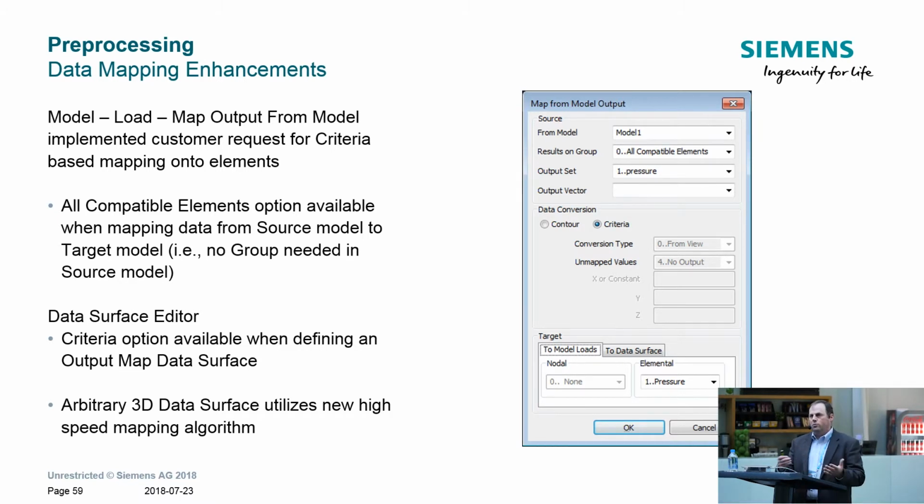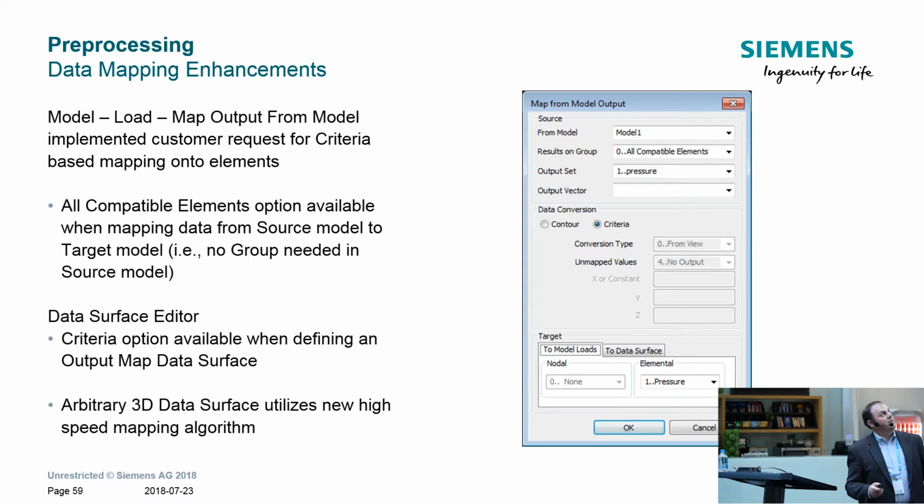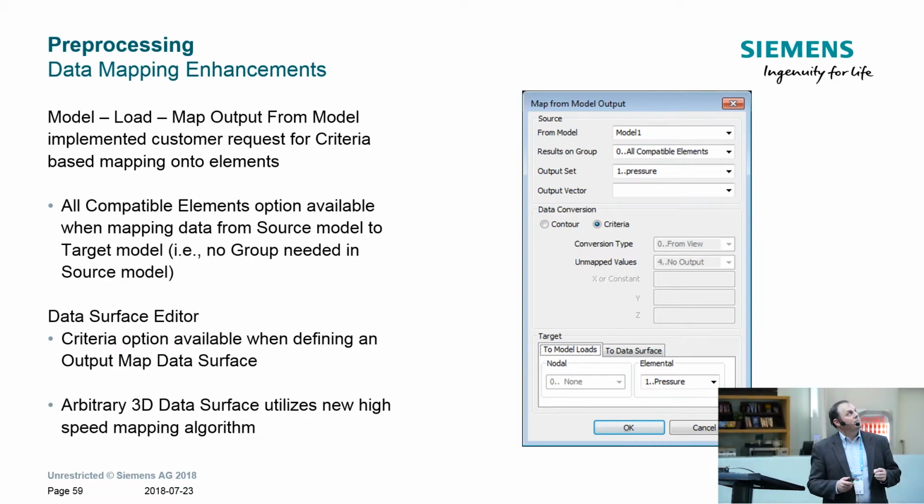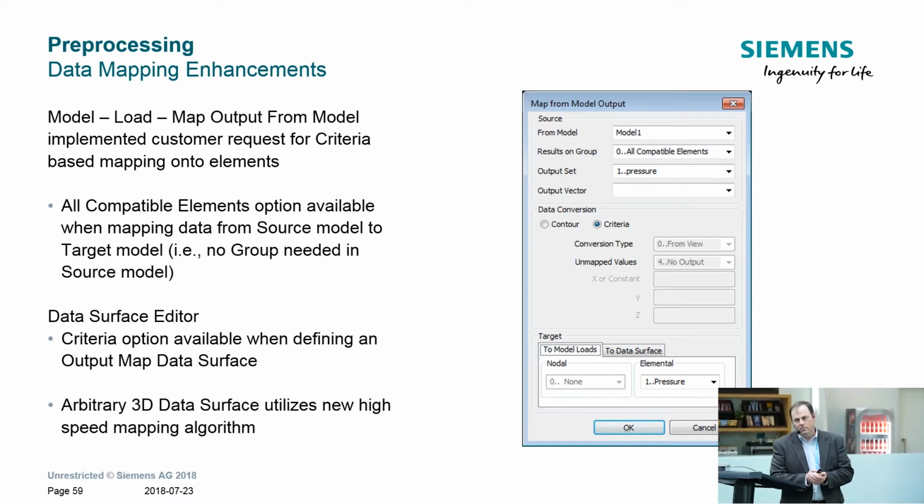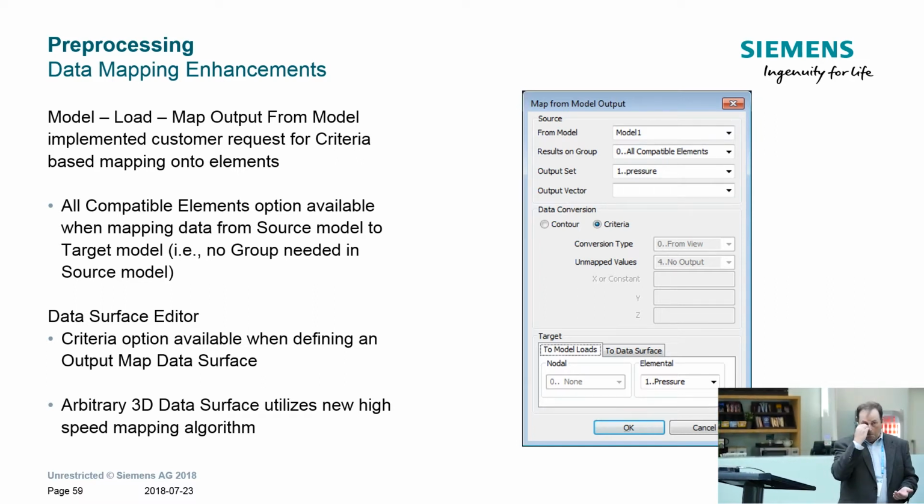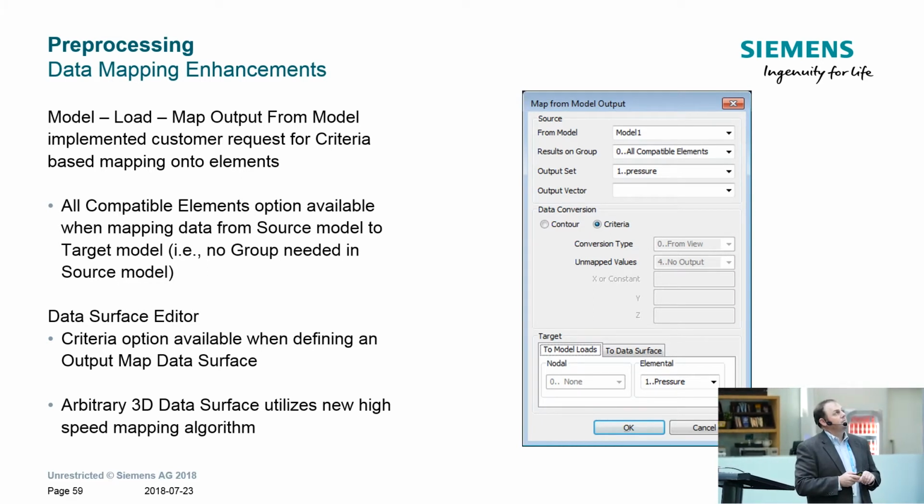But you always needed to create a group in the original model, which didn't make a whole lot of sense. So instead of having to create a group, we just added an All Compatible Elements option. Depending on the output vector that is selected, it will just get all the compatible elements in the source model and map those as needed to the target model.